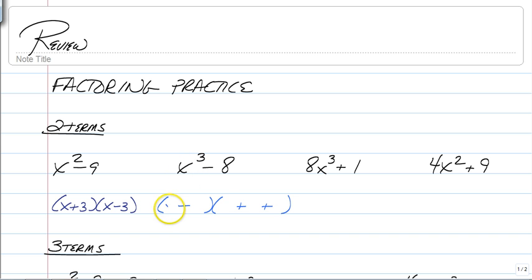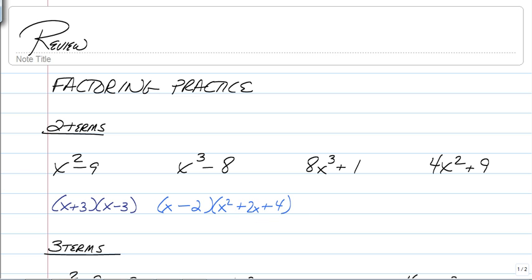Cube root of x cubed is x. Cube root of 8 is 2. x squared is x squared. 2 squared is 4. And the middle term is you just put those two together and multiply them. 2 times x is 2x. And that's it. You're done.